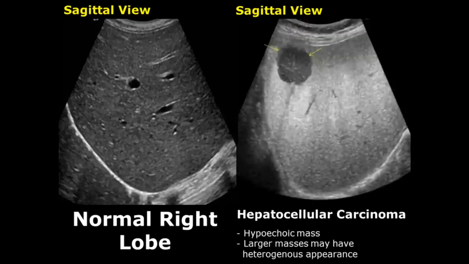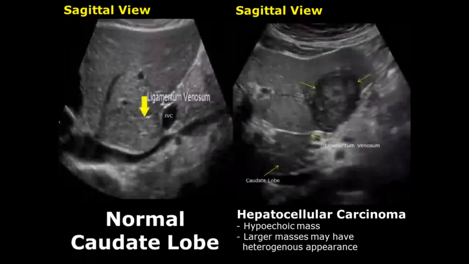A hepatocellular carcinoma is a malignant lesion of the liver. It has a hypoechoic appearance and larger masses may have a heterogeneous appearance, but we need to perform a CT scan to have proper diagnosis. This mass is larger than the previous one and it has somewhat of a heterogeneous appearance.